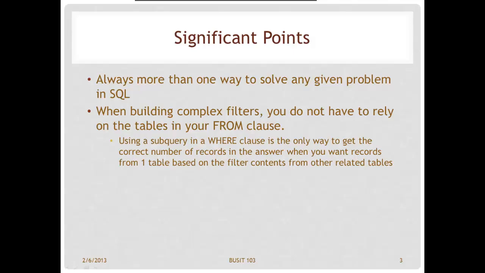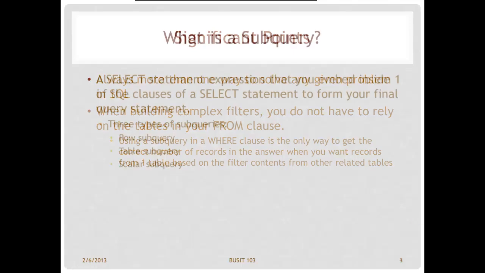The significant points are that there's always more than one way to solve any given problem in SQL. And when building complex filters, you do not have to rely on the tables in your FROM clause. Using a subquery in a WHERE clause is the only way to get the correct number of records in the answer when you want records from one table based on the filter contents from other related tables.